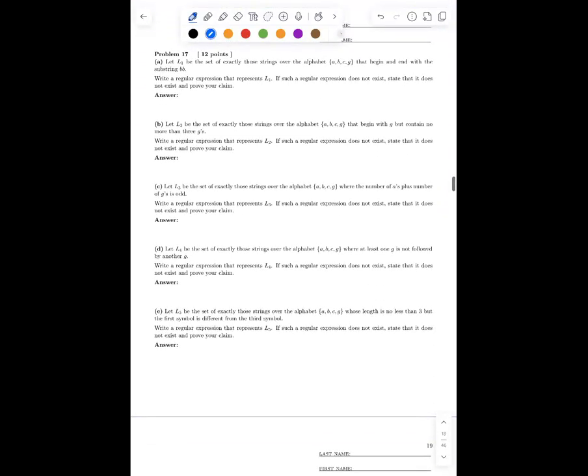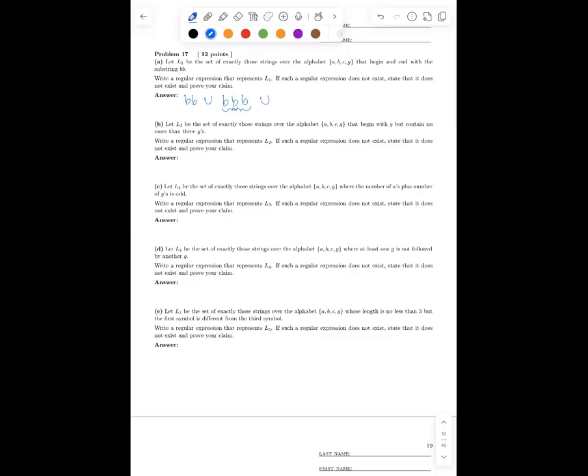Let's move on to 17. Let L1 be the set of exactly those strings over the alphabet A, B, C, and G that begins and ends with the substring B. So if it begins and ends with the substring B, I can either have B and B. As you can see, it starts and ends with B and B. Or I can have B and B and B. It begins with B and B and it ends with B and B.